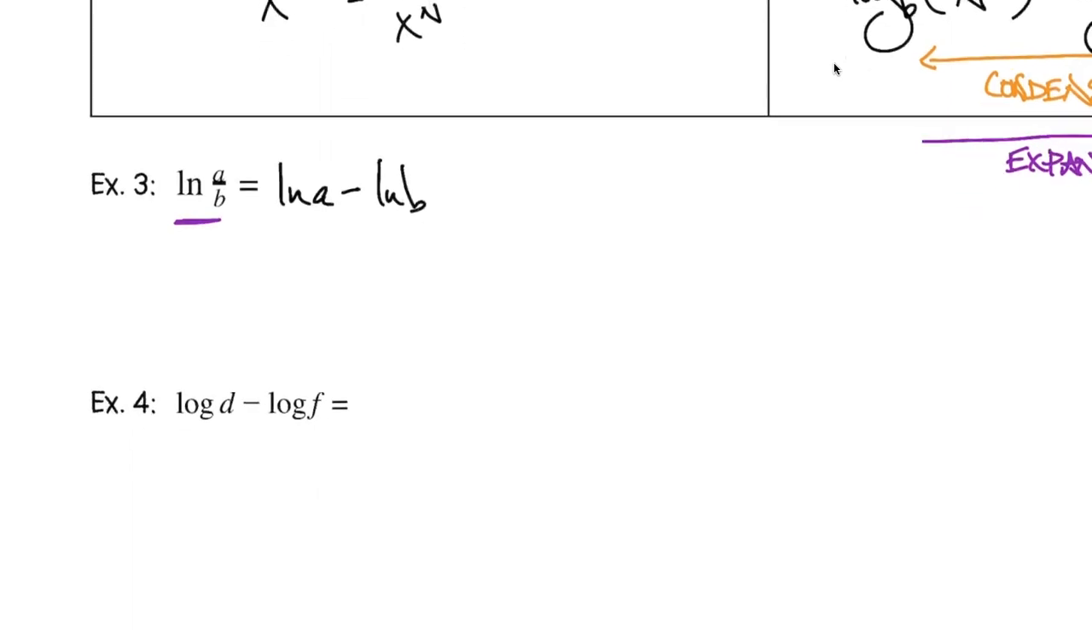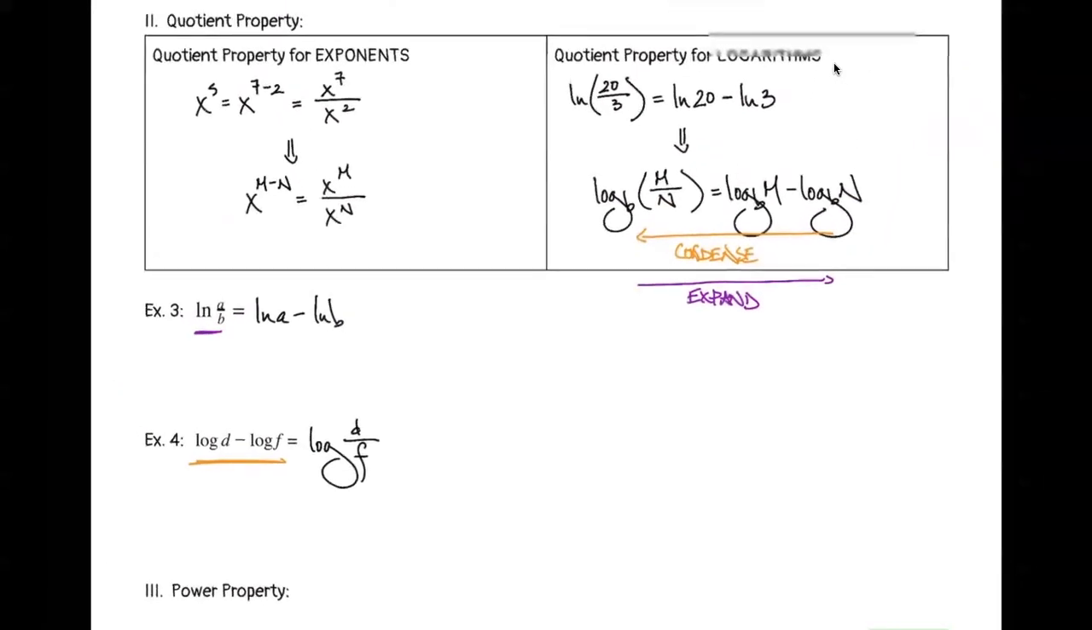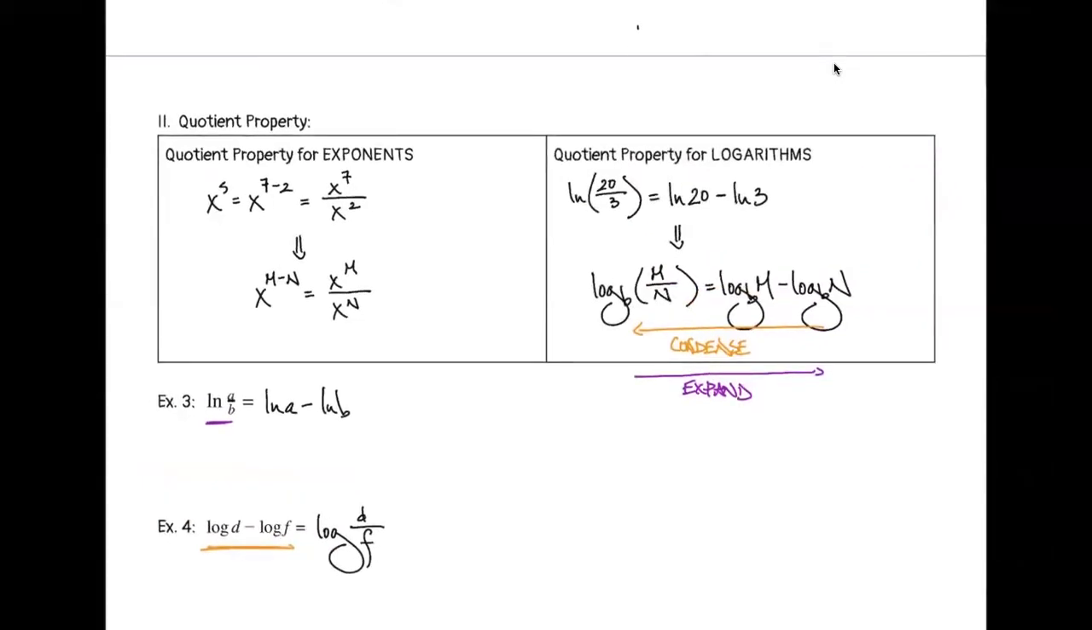All right. That means that this second one looks to be a condensed situation. And so if we were to pack this back up into a single log, we would say log of D divided by F. Okay. So quotient property. We've got it for exponents, but we also have a parallel statement for logarithms.